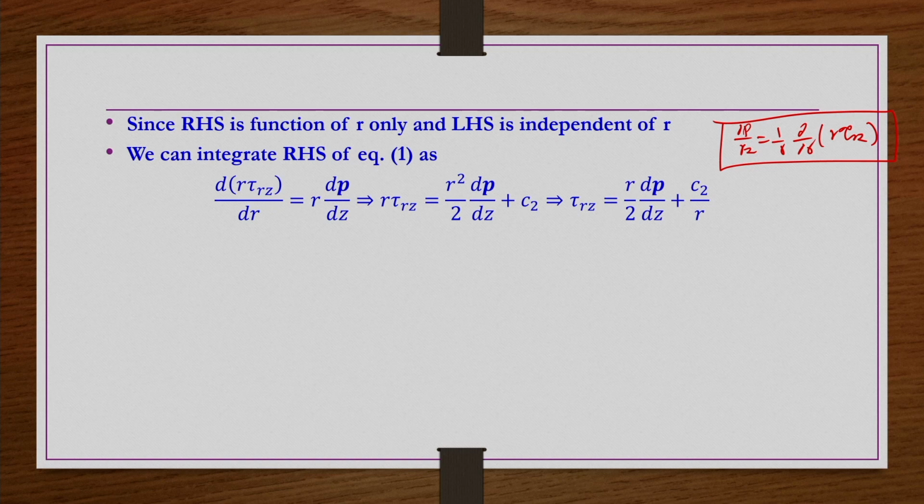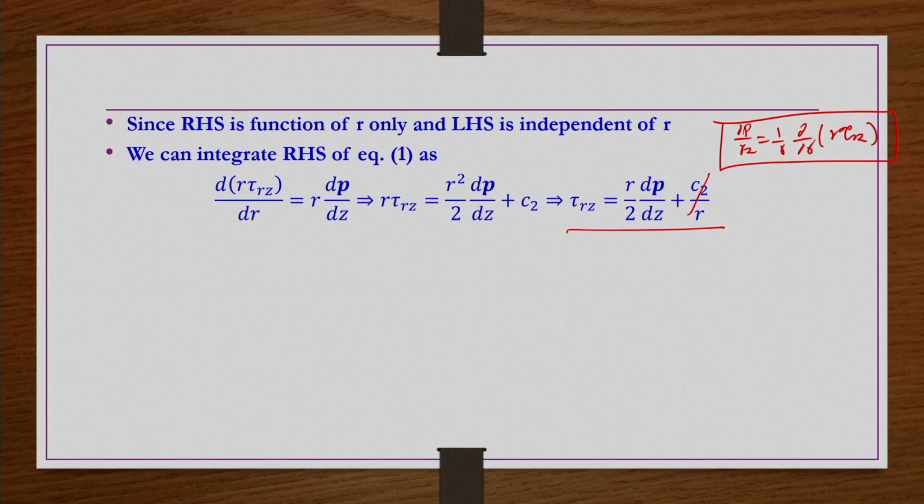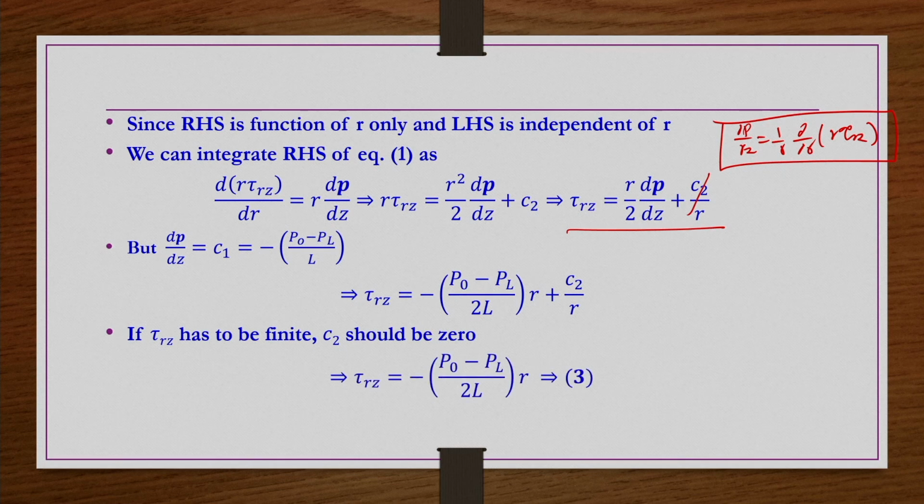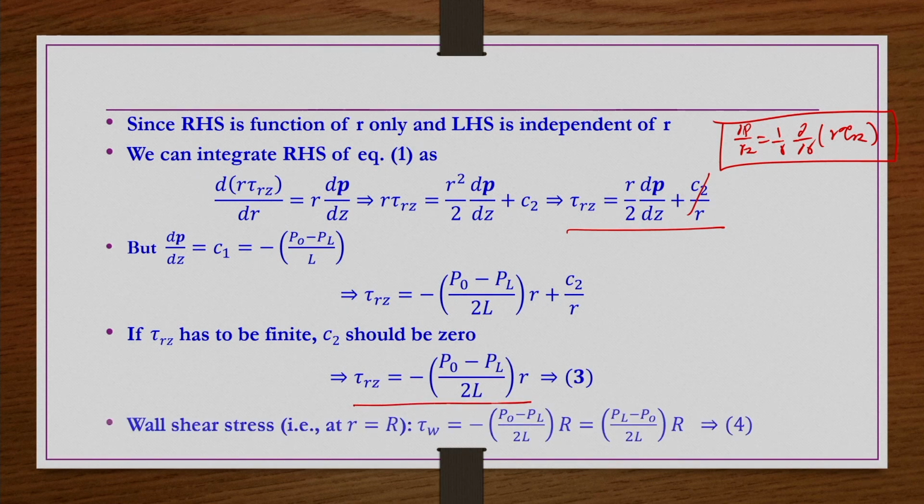Now if you integrate with respect to r, we have r τ_rz equal to (r²/2) dp/dz plus C2. That means τ_rz is equal to (r/2) dp/dz plus C2/r. Shear stress cannot be infinite at any value of r between 0 and capital R. But if you substitute r equal to 0 here, τ_rz becomes infinite, which is not possible. So C2 has to be 0. That means τ_rz is nothing but -(Δp/L)(r/2). This is what we get.